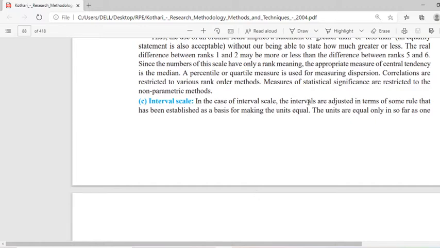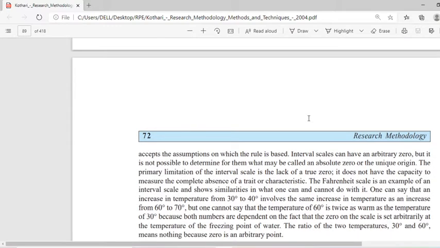In the case of interval scale, the intervals are adjusted in terms of some rule that has been established as the basis of making the units interval. For example, we can consider temperature. How can we measure the temperature? We can measure temperature from 0 to infinity. So numbers, for example, 30 degrees to 40 degrees, that shows a continuous increase. From 60 degrees to 70 degrees, we can consider the increase.